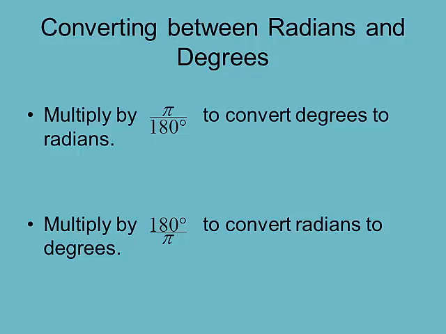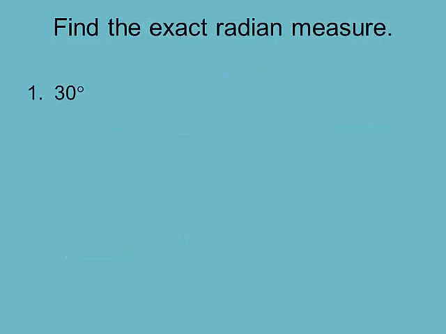And I'll remind you that we don't use 3.14 for pi, we use the pi key. So let's do an example here. Find the exact radian measure. So I want to convert 30 degrees over to radians.